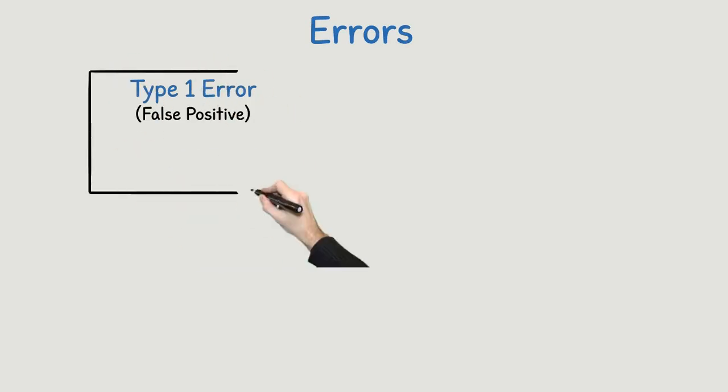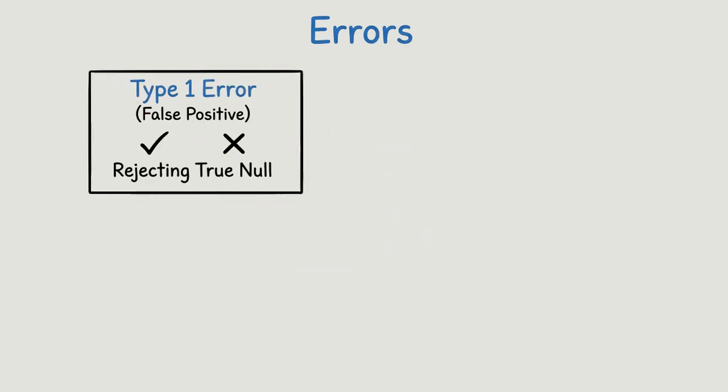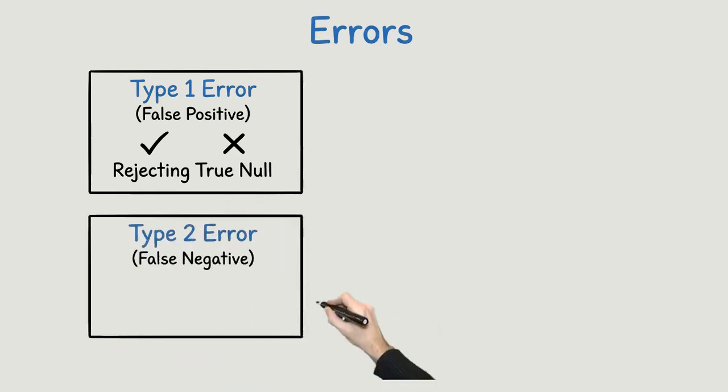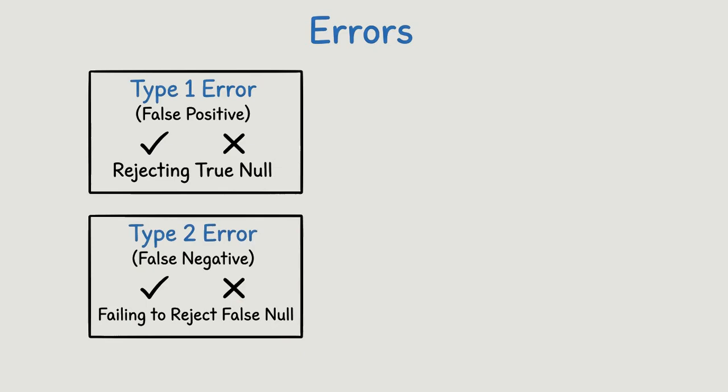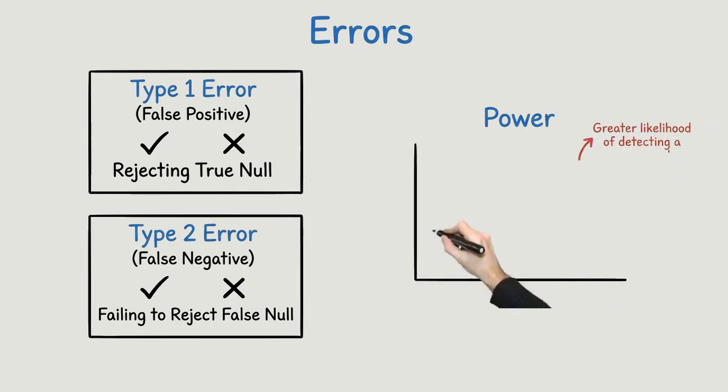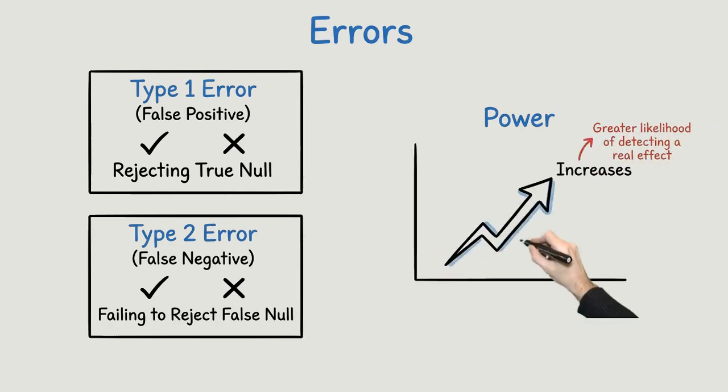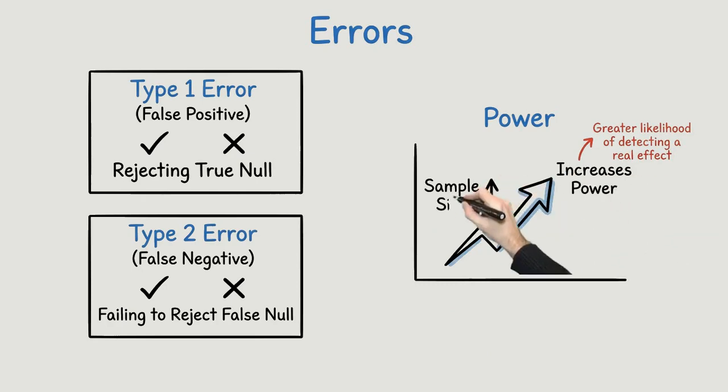Because decisions are made from samples, errors are possible. A type 1 error is rejecting a true null hypothesis. Its probability is alpha. A type 2 error is failing to reject a false null. The probability of avoiding a type 2 error is called power. Power increases with larger sample sizes, larger true effects, and less variability.